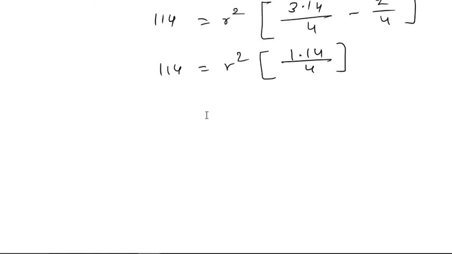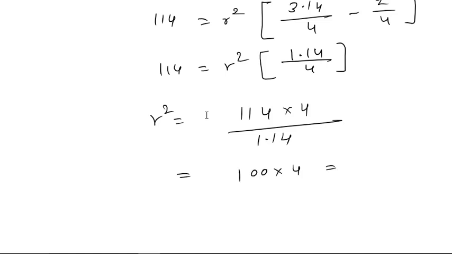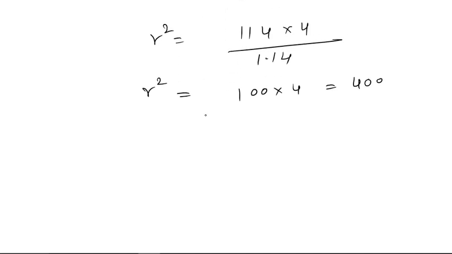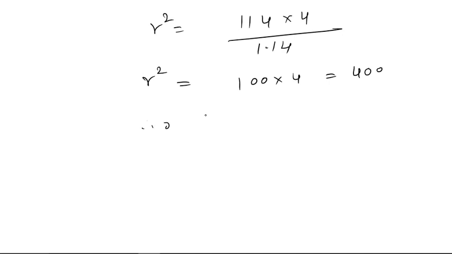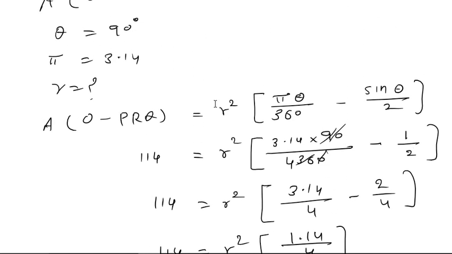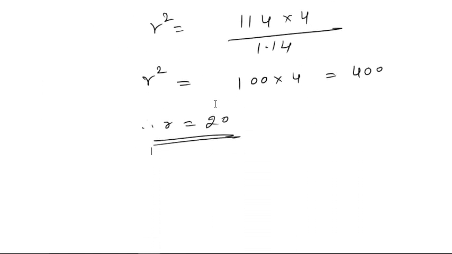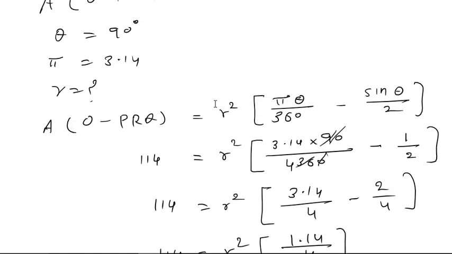So the value of R square will be 114 into 4 divided by 1.14. Now 114 divided by 1.14, you will get 100. So 100 into 4, R square is 400. The value of R square is 400. Therefore, the value of R is 20. So radius is 20.